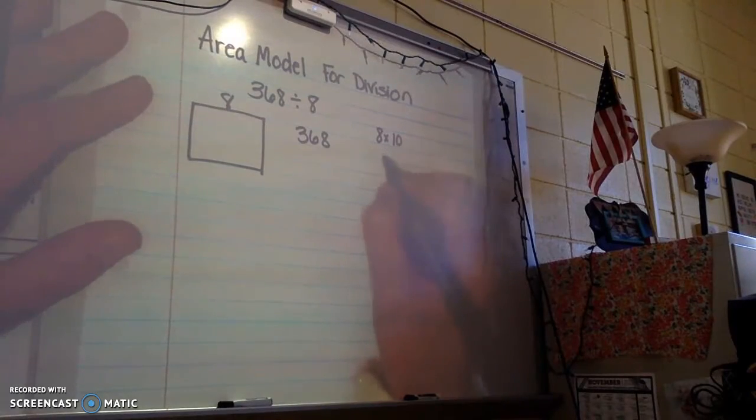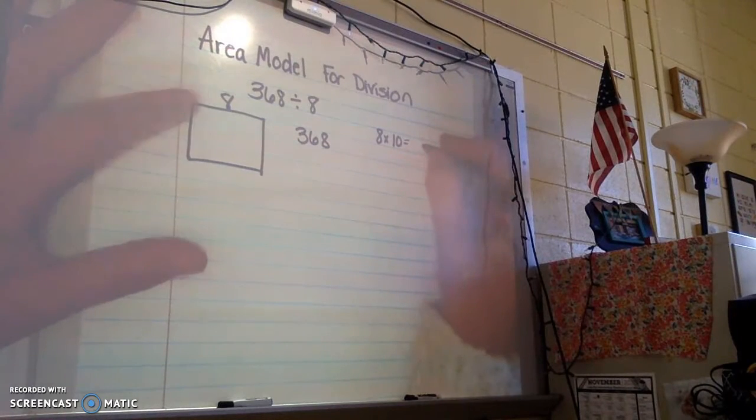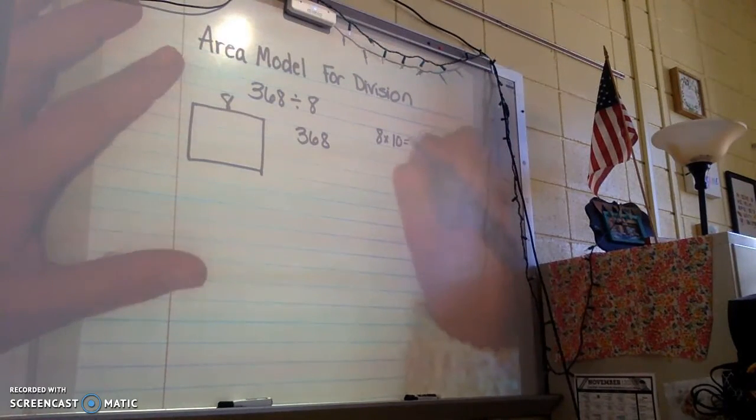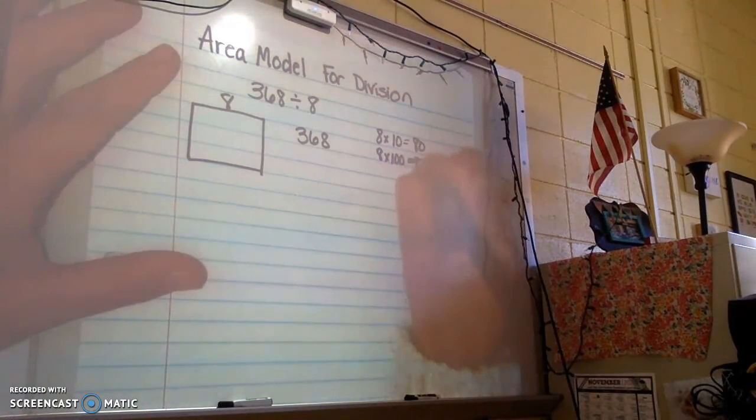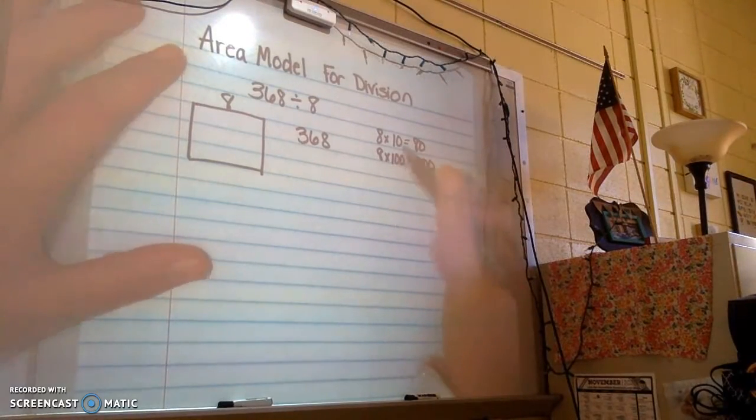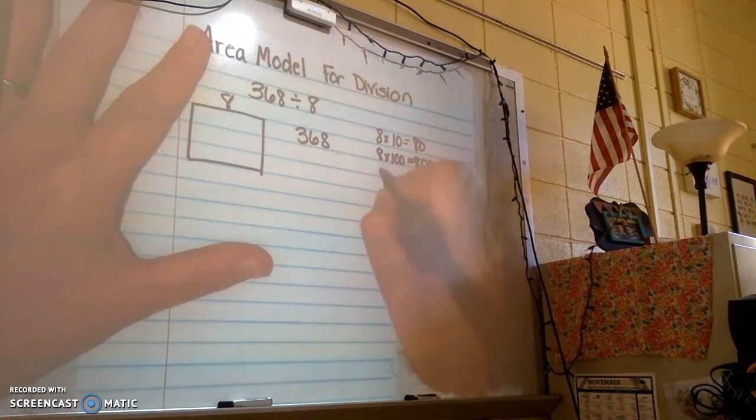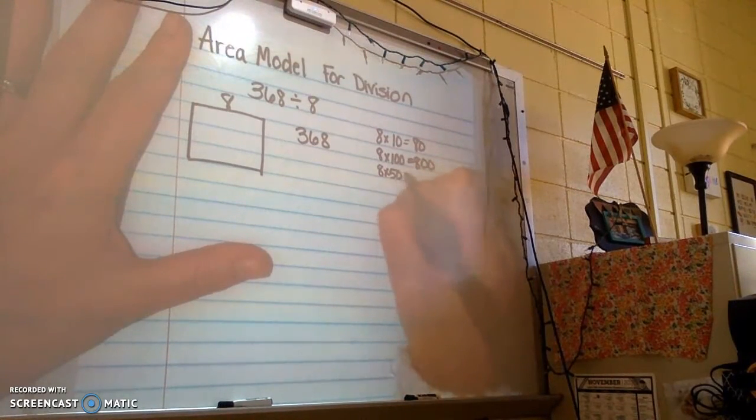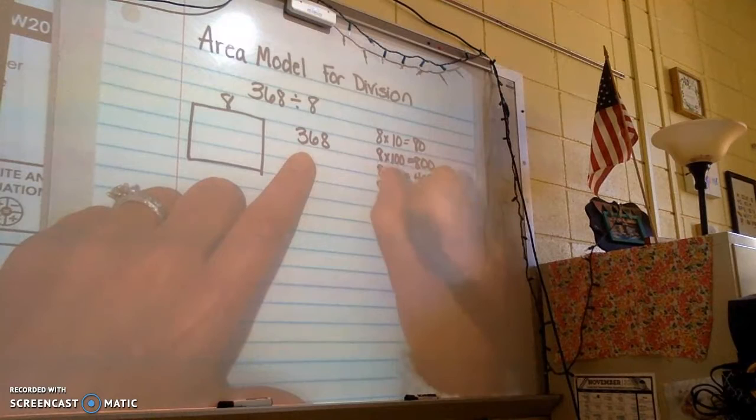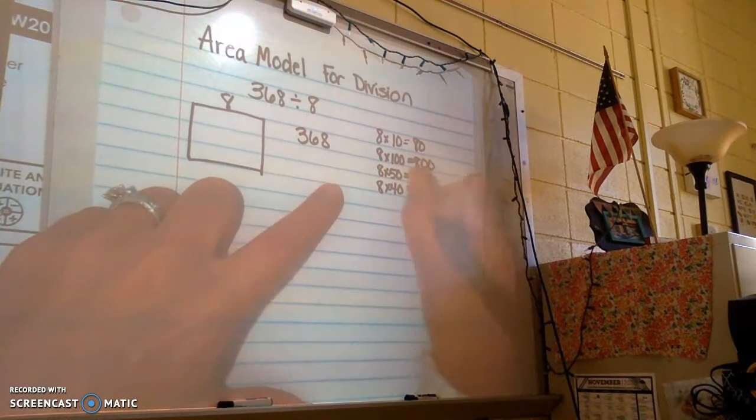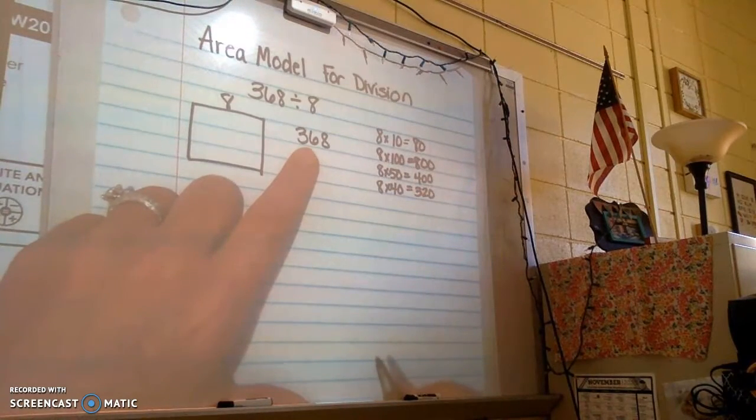So the first thing that I did was I wrote down some facts that I already knew about 8, since that's how many groups I'm trying to make. So I know 8 times 10 is 80. I know 8 times 100 is 800. That's too big. So I'm looking for something in between 10 and 100. I know 8 times 50 would be 400. Again, I'm just a little bit too big. So I might drop down to 8 times 40, which would be 320, and that would be a number that I could subtract from 368.